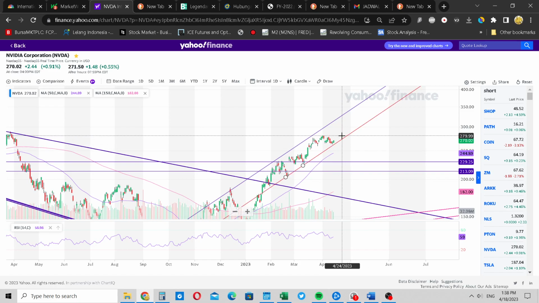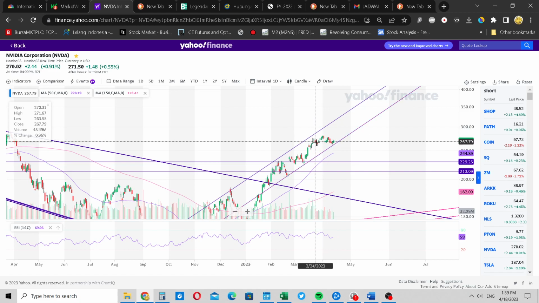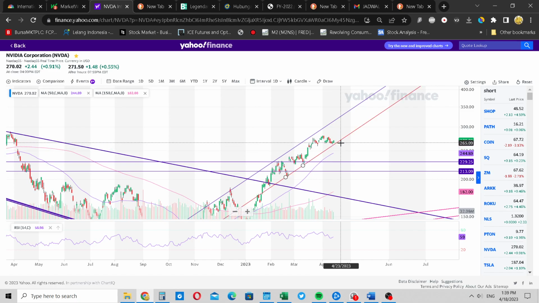So, looks like a head and shoulders, right? 1, 2, 3. It looks like a head and shoulders, but let's see lah. Let's see where it goes. If this goes sideways for a while, then the trend is broken, then most likely it's gonna trend down slowly to a more reasonable price lah. Maybe 180 is more reasonable I believe.